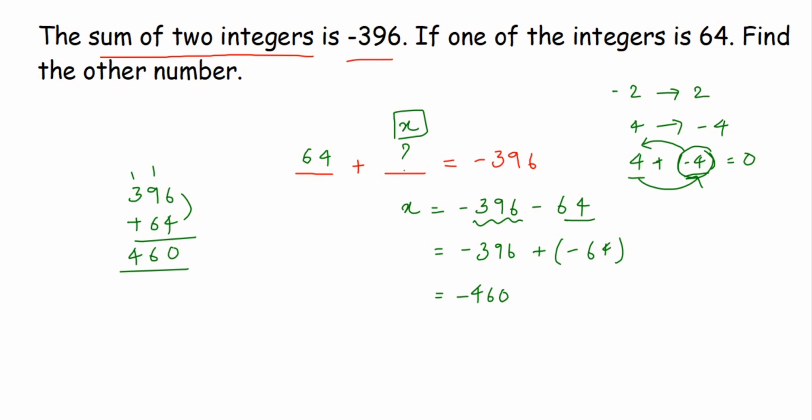Now I get a lot of questions that it is wrong. Remember, we are adding the numbers but the sign will be negative. So we get minus 460. So the second number is minus 460. If you want to verify your answer, you can verify it. 64 plus minus 460, you should get minus 396. So the other number is minus 460.